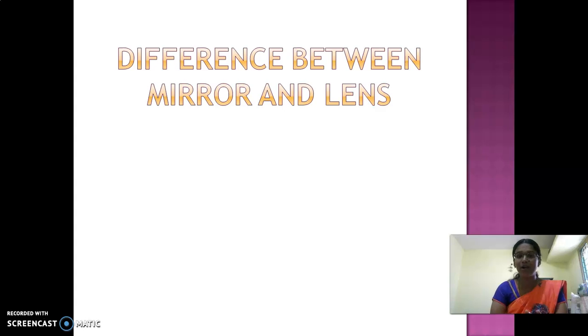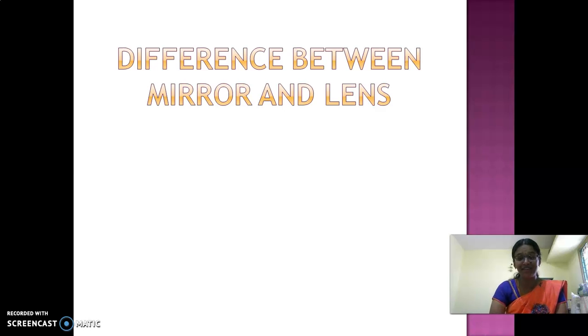And the second point is both the mirror and lens follow the laws of reflection. What are the laws of reflection? I is equal to R. What are I and R? The angle of incidence is equal to the angle of reflection. And the second law is the incident ray, the reflected ray and the normal line all lie in the same plane. So the mirror and the lens both follow the laws of reflection. This is the similarity between the mirror and lens.